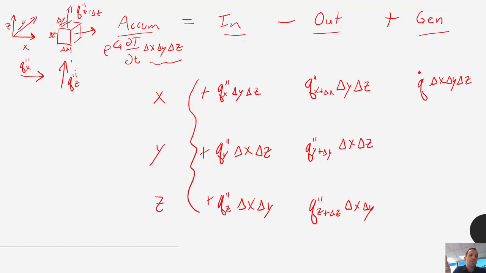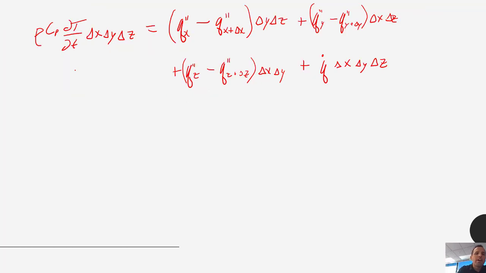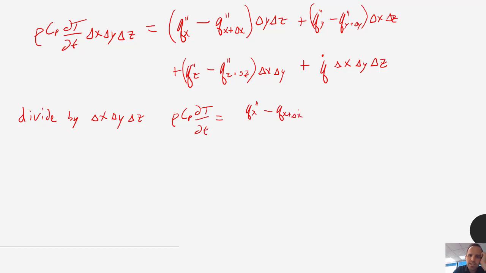All right, so now our next step is we thought about this little cube in terms of finite dimensions, delta x, delta y, and delta z. So one thing we want to do is divide both sides by the volume. So let's go ahead and do that as an intermediate step. So we get volume cancels out. Here we get rho times Cp times the partial of temperature with respect to time is equal to Qx double prime minus Qx plus delta x, and that is also double prime.